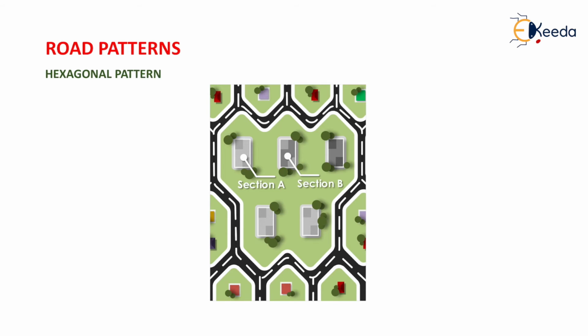Now the last road pattern is known as hexagonal pattern. In the hexagonal pattern we generally keep the road network like this, and here all the built areas are like this, and we construct this in the hexagonal pattern like this. So that is known as hexagonal road pattern, which is shown here.